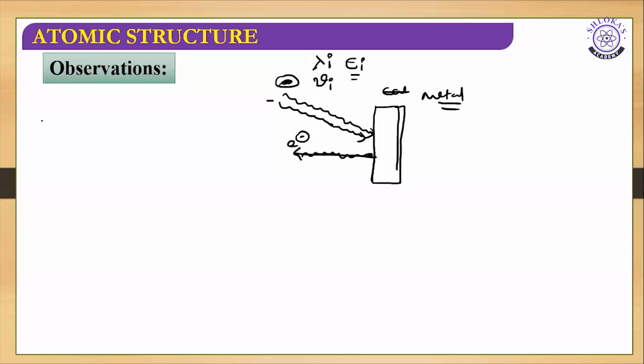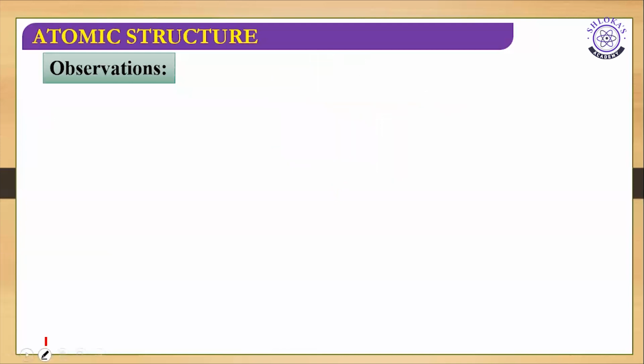Now what are the observations? The first observation: there is no time lag. As soon as these radiations strike the metal surface, immediately the electron will come out. There is no time gap. As soon as the light rays touch the surface of the metal, the electron will come out immediately. There is no time lapse. That is a very important observation. You should remember. Right, that was the first observation.